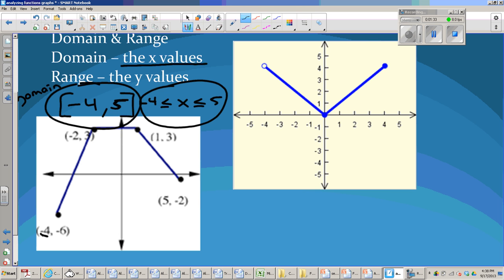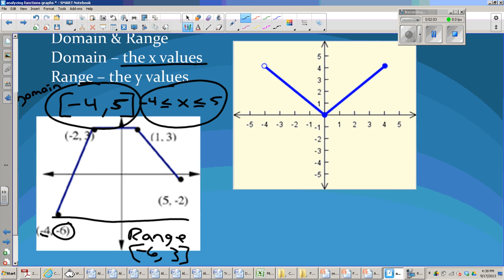Now let's look at the range. Range are my y values. What's the smallest y value? Well, how low does it go? -6. I'm going to write it as interval notation first. How high does it go? 3 is the highest. Closed circle on both ends, so we got brackets. So we say from -6 to 3.